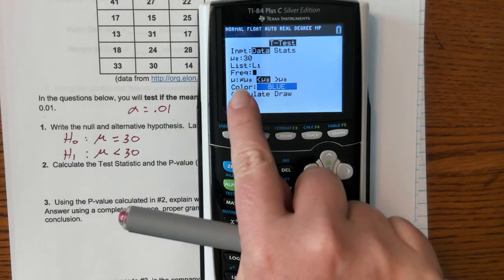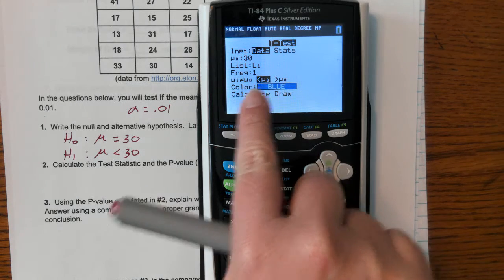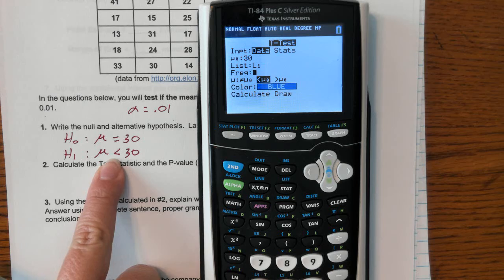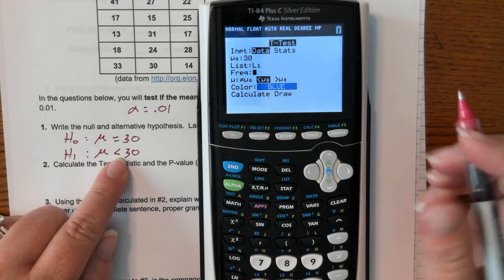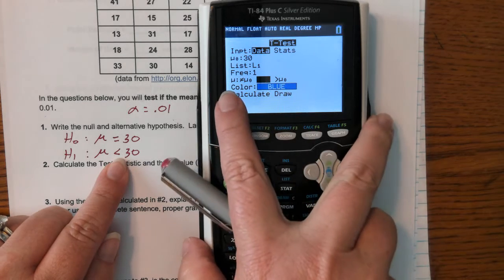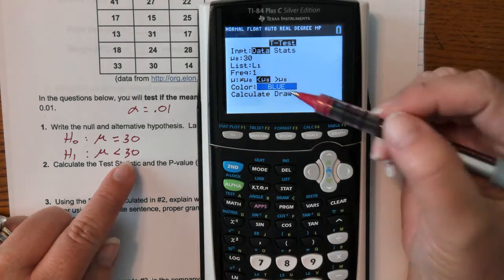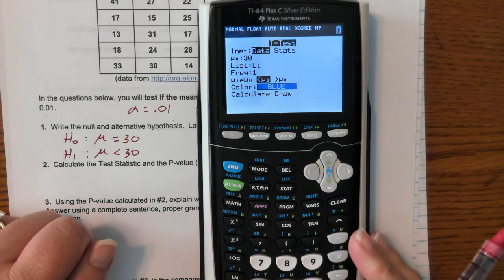And then we have to pick whichever symbol, not equal to, less than, or greater than, whichever symbol we use in our alternative hypothesis. Our alternative hypothesis says that mu is less than 30. So I'm going to pick the less than symbol. This is saying mu is less than the number I put in mu naught, which was 30. Okay? And then I'm going to calculate.